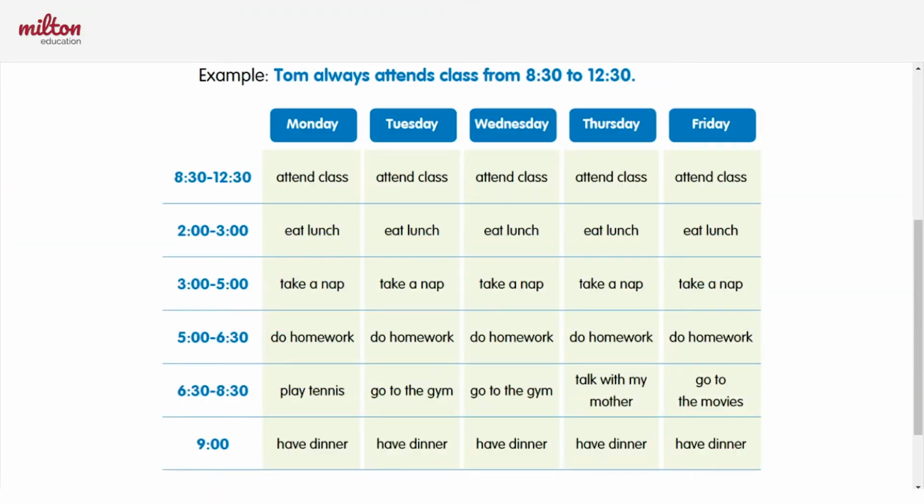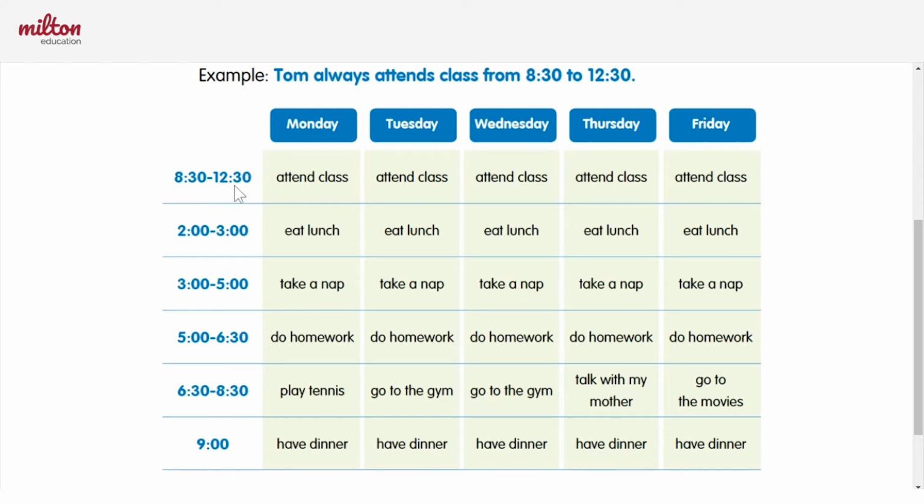Hello again. Now we're going to look at Tom's timetable. Remember that a timetable shows us times and days that a person does certain activities. Let's look at what Tom does during his week.